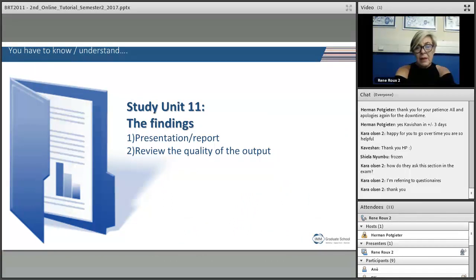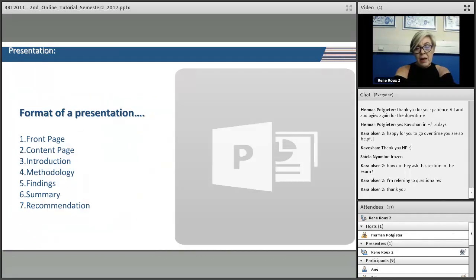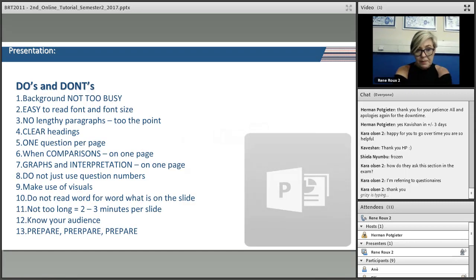And then lastly is the presentation and the report. Now, I haven't seen them covered yet, but just make sure when you put a presentation together, there's always a front page, a content page, introduction. Why did you do this research? The methodology that was used. What were the main findings? A summary and a recommendation.